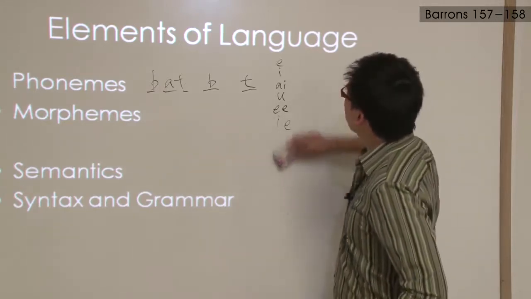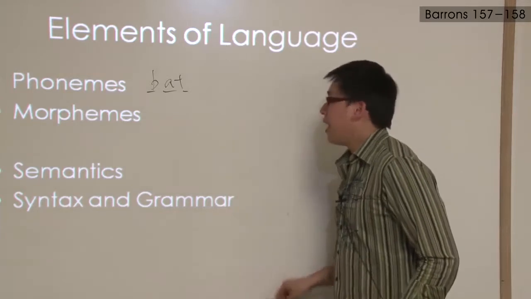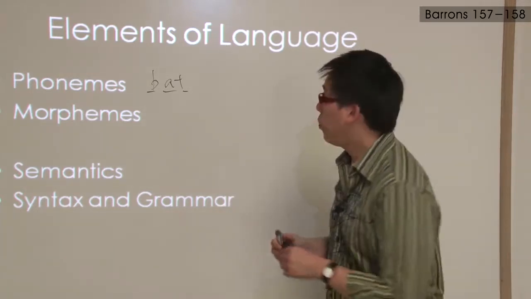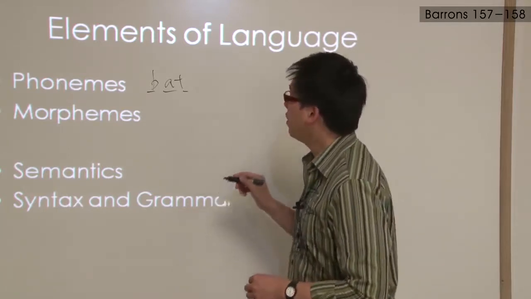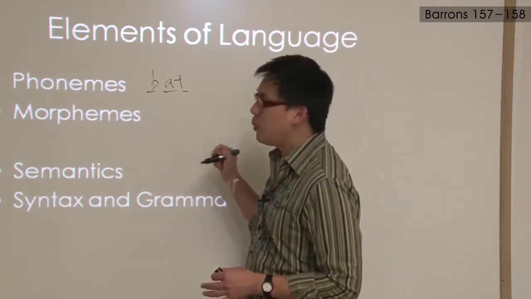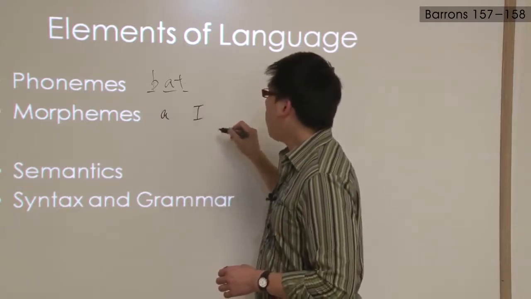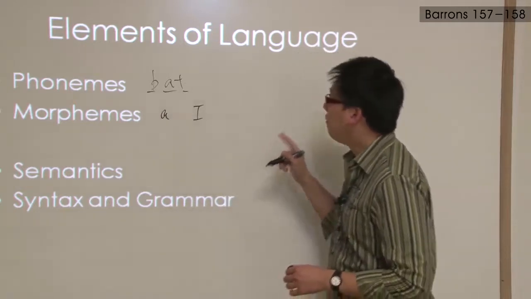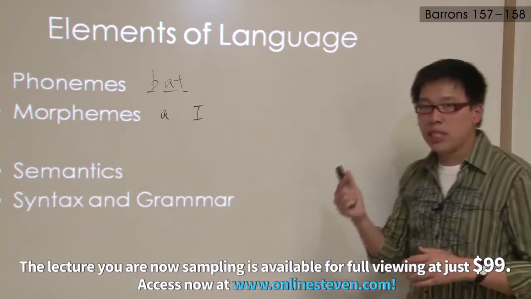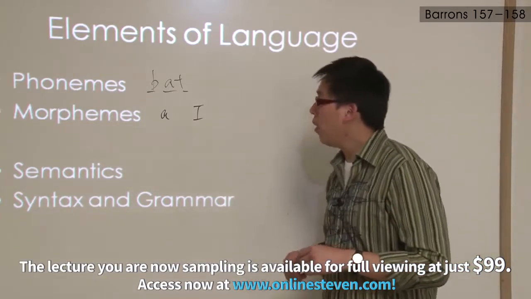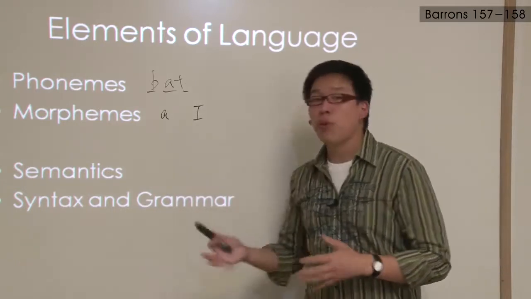That brings us to the next part, which is morphemes. These are the basic units of words. Once we put these sounds together, what are the smallest units that make the most sense? There are only 2 phonemes in English that are also morphemes, which are a and I. But basically, bat is a morpheme, fish, ball. These are all basic units of words that make the most sense when put together. And the next part is semantics, the idea that these morphemes have to make sense.